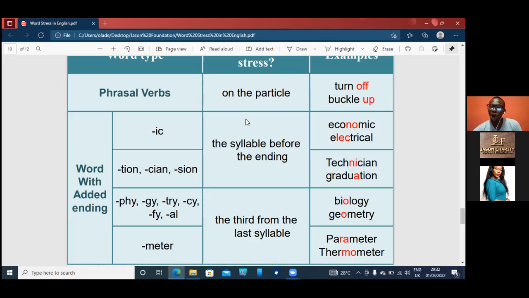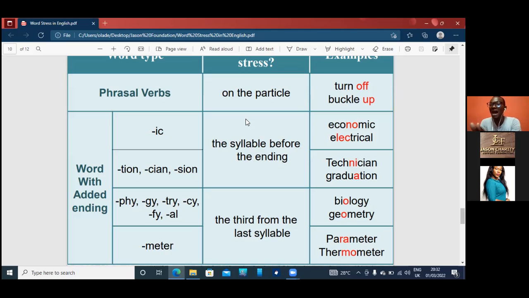Okay, the stress will be on the syllable before the last. Economic. Okay, economic. So you have the "no" taking the stress, which is because of the standard rule. Then the same here. You have electrical, right? Now, you have IC in electric. Is that also? Yes, sir. You can see the stress is on the syllable before where you have the what? The IC.